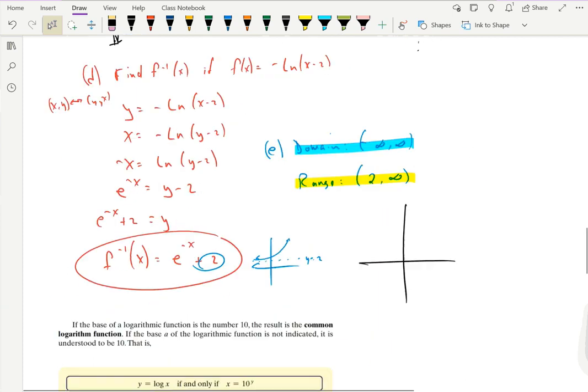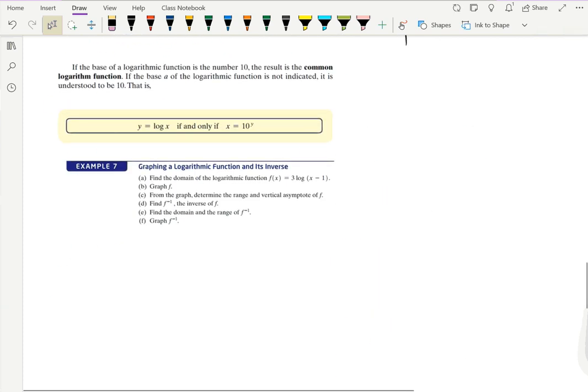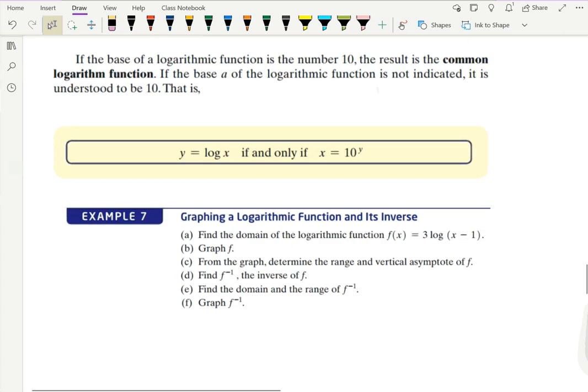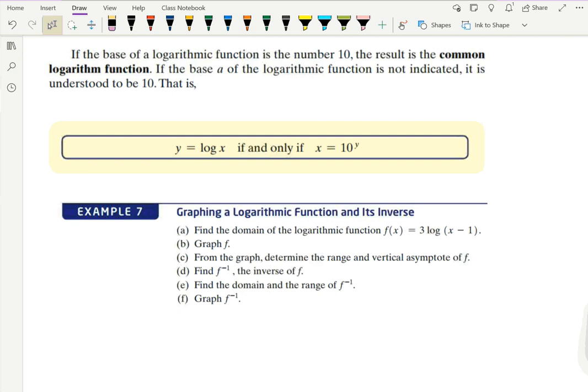So let's go ahead and now take a look at the common log. We're almost finished up here. We need to take a look at some common logs, and we want to solve logarithmic equations. As I alluded to earlier, if we have the log with no base listed, then that is the common log. And that means that we have a base of 10.